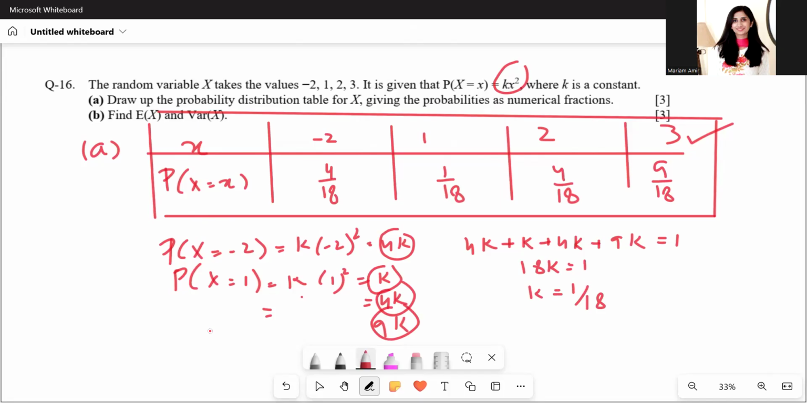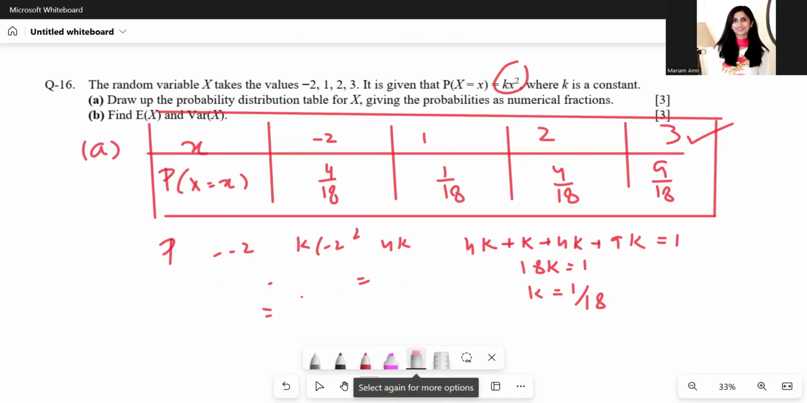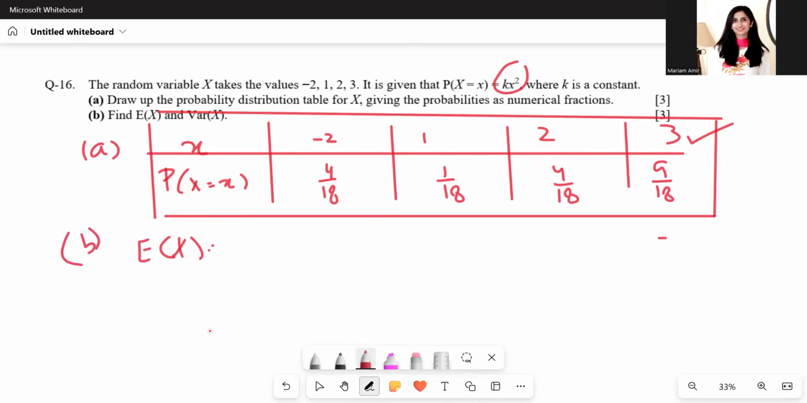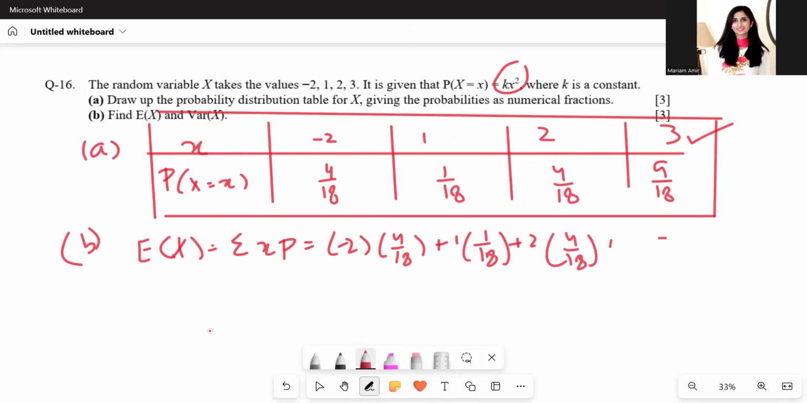Part B, find the expected value and the variance. So we have formulas for that. Expected value is summation x times probability. So -2 times 4 by 18 plus 1 times 1 by 18 plus 2 times 4 by 18 plus 3 times 9 by 18, which gives 2.56.